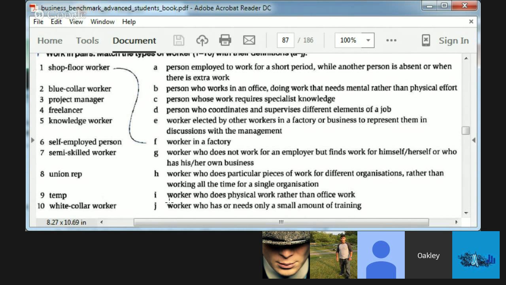Obviously, each answer only has one answer. It'll get easier as we go along. All right. Anybody else in the class have an idea what may be the definition we're looking for, blue-collar worker?